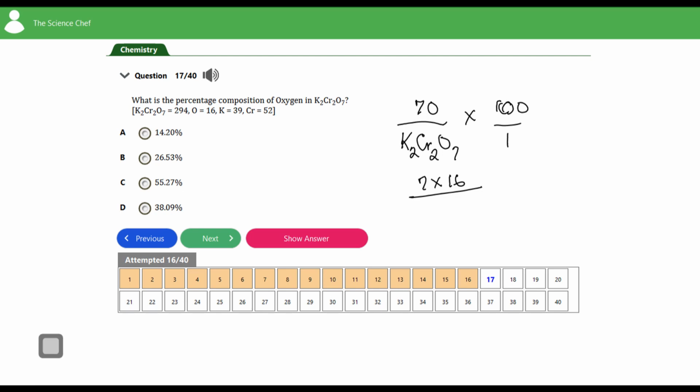Okay, you are given 294. Okay, 7 times 16 is what? 112 over what? 294 times 100. This gives us 38.09% or 38.1%. Okay, and the answer here is what? D.